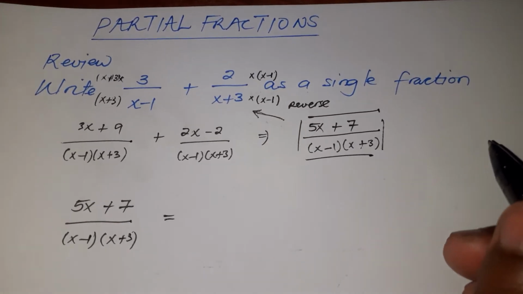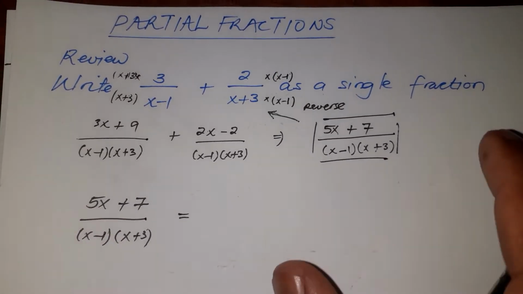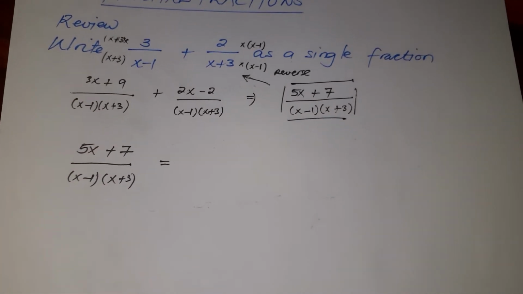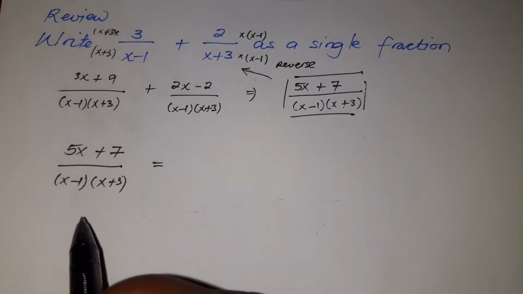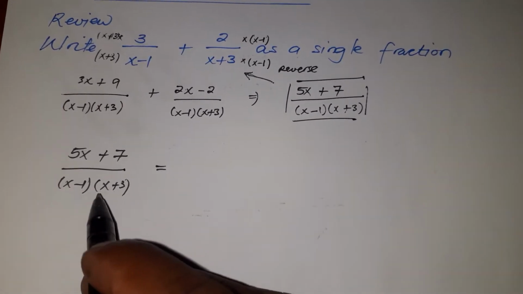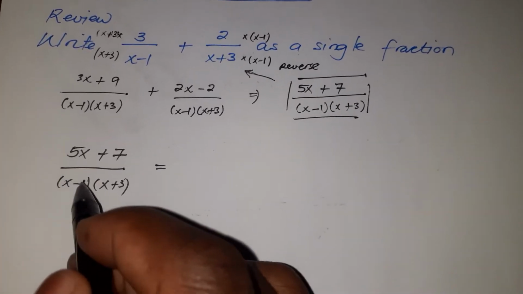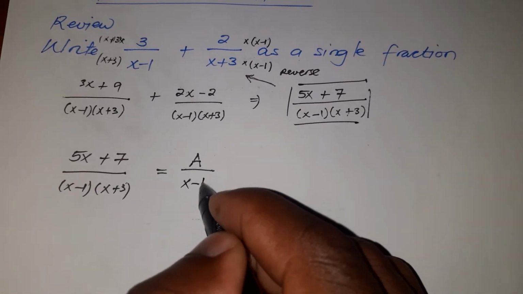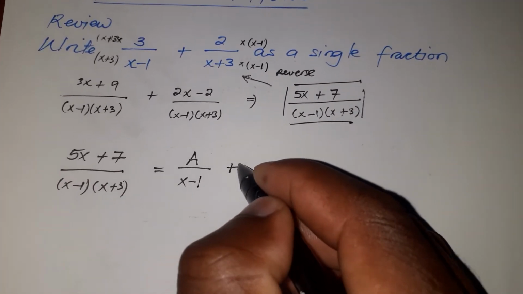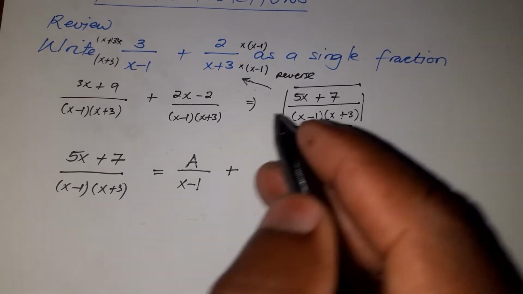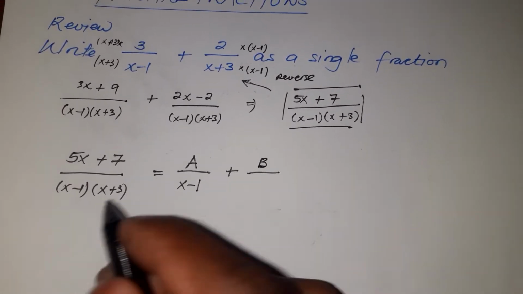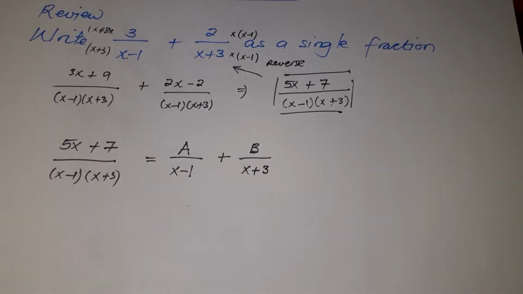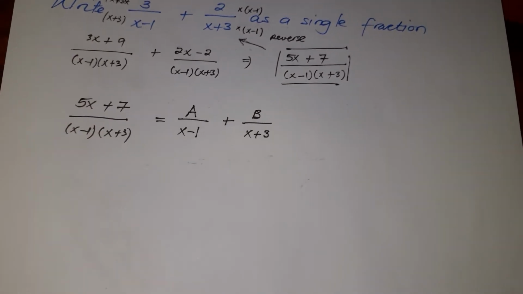Now how partial fraction works, you can be given a fraction like this. Now what you do, since you have the denominator with two brackets, separate the two brackets. Now what you do with the first bracket, you write a over the first bracket, which is x minus 1, plus b over the second bracket, which is x plus 3. That is the first step of doing partial fractions.